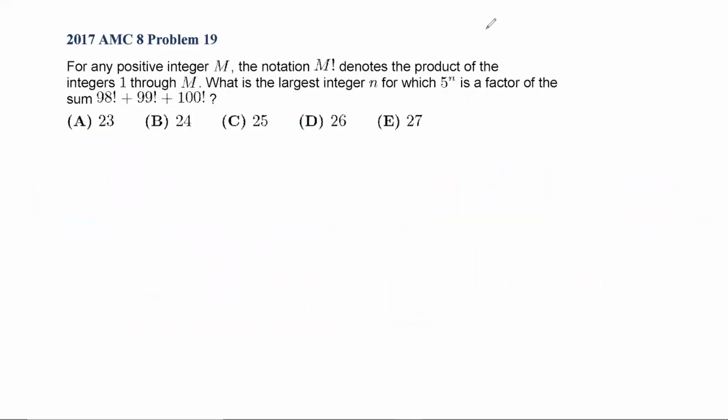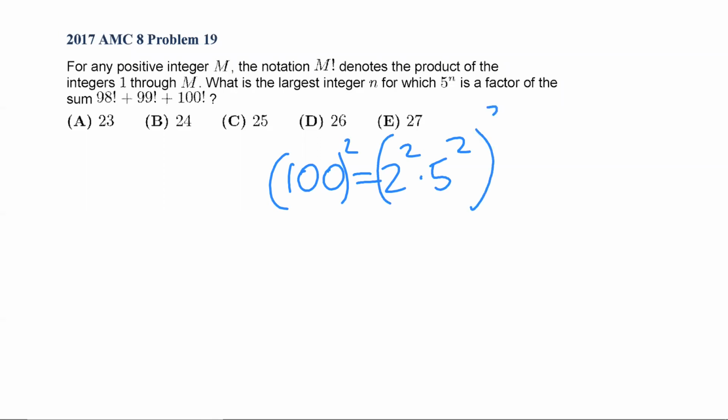Oh, the reason why 100 squared has 4 5s is, 100 can be written as 2 squared times 5 squared, right? That's the prime factorization. So if you square both sides of this, then on the left side you have 100 squared, and then on the right side you have 2 to the 4th times 5 to the 4th. And so here you'll see that you have 4 5s.